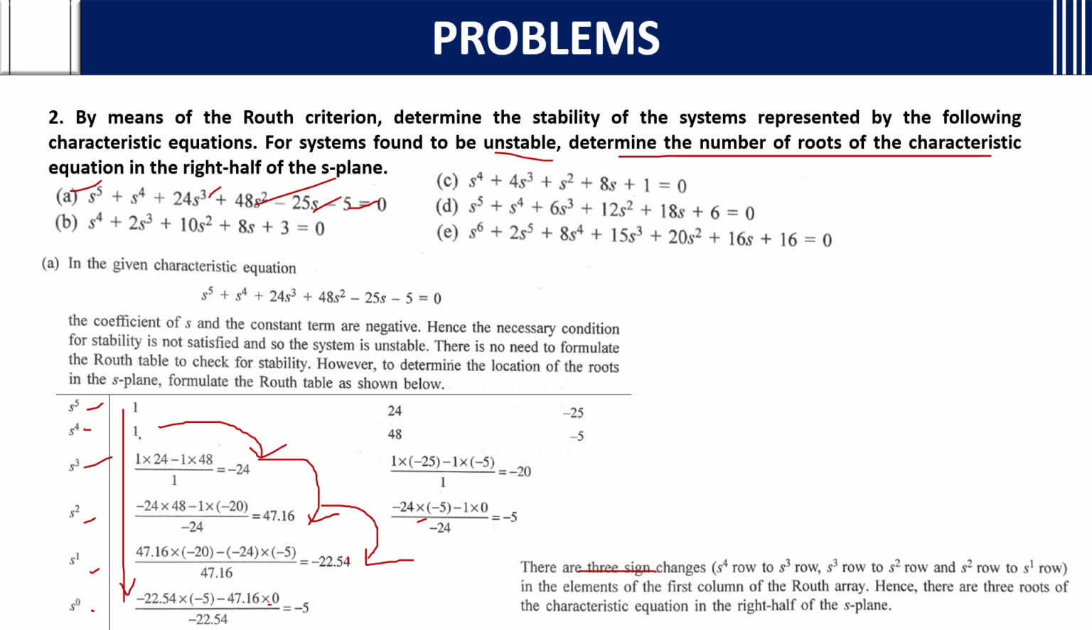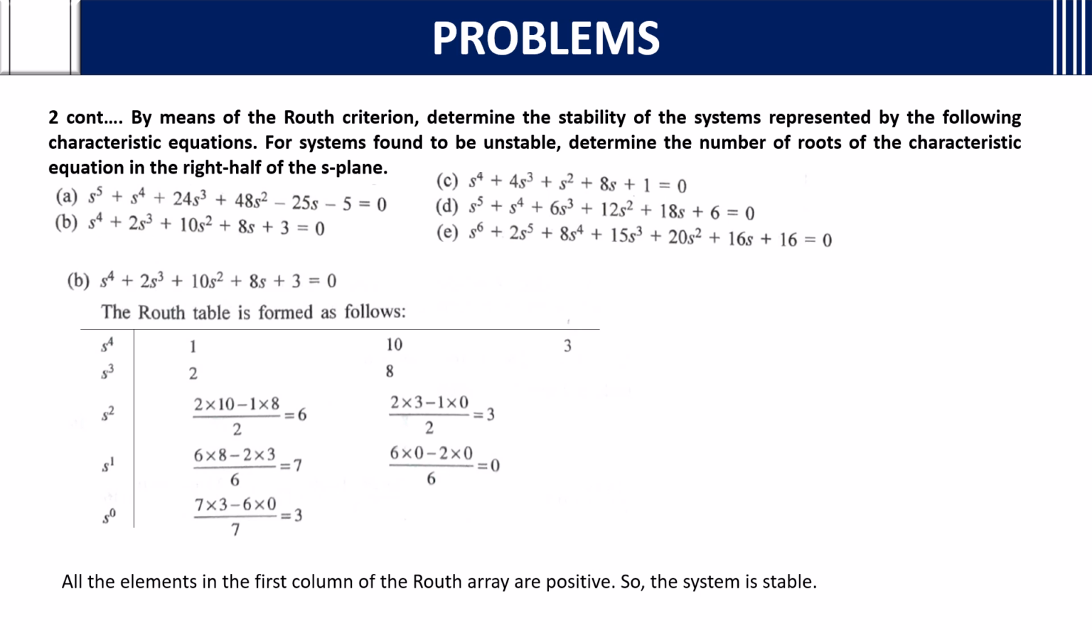One, positive to negative; negative to positive; positive to negative. So three sign changes are observed: s^5 to s^4, as I told first, then s^3 to s^2 second, and s^2 to s^1 is third. So in the elements of the first column of the Routh array, there are three roots of the characteristic equation in the right half of the s-plane. So the system is unstable.